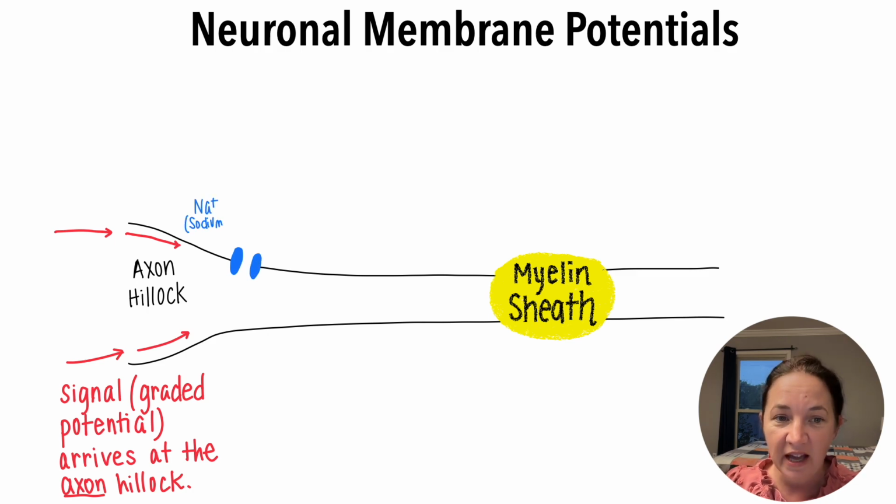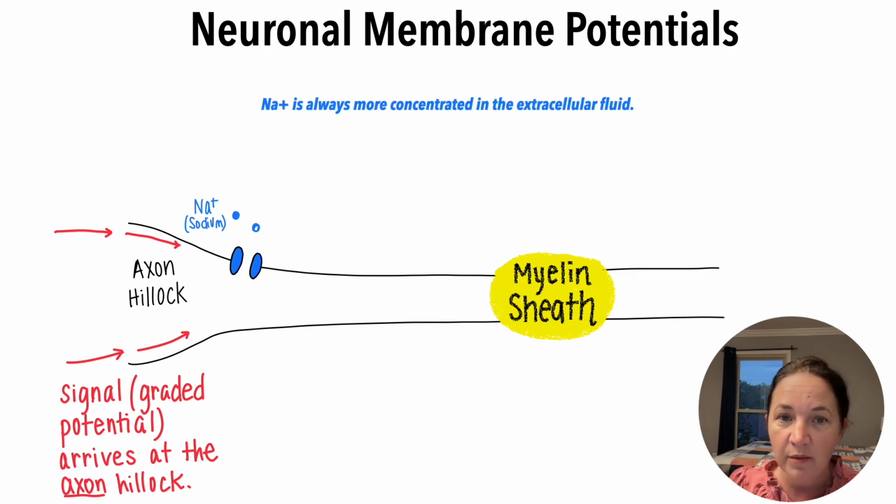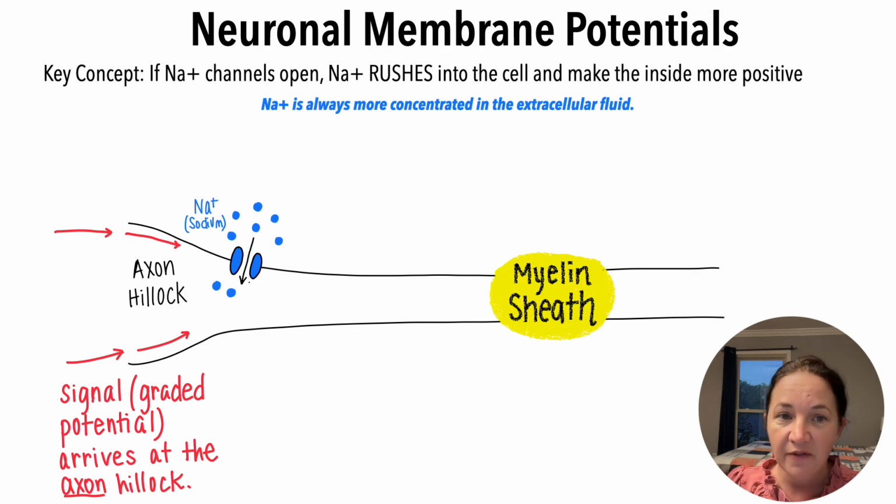So at this place, there's a bunch of sodium channels. And since the sodium is always more concentrated outside of the cell in what we call the extracellular fluid, then if a sodium channel opens, sodium will always rush into the cell. It's like, woohoo, time to play. And it goes from where it's crowded outside of the cell to where it's not crowded inside of the cell. So we say there's an influx of sodium if a sodium channel opens.